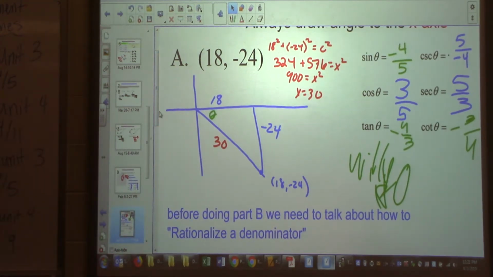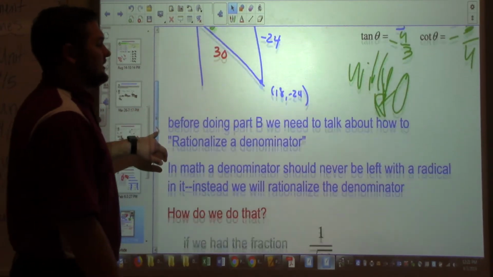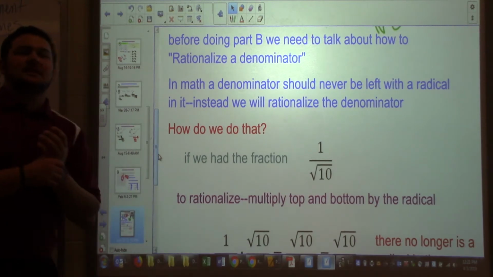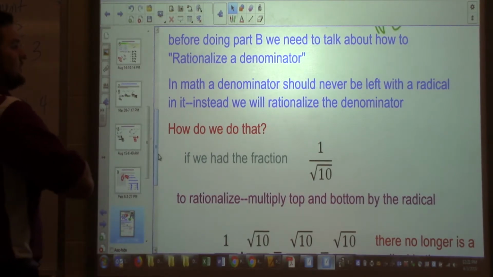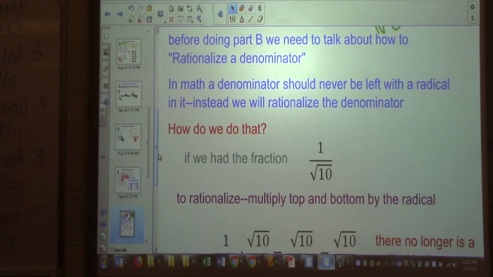Alright, so tangent's negative 4/3 means cotangent's negative 3/4. Before doing part B, we got to talk again about rationalizing a denominator. Remember we did this? We said we couldn't have a square root in the denominator, because we don't want to round things when we do side lengths. We want exact side lengths. So we're going to make simplified radical form and we're going to rationalize denominators. In math, we never leave a radical in our denominator. Instead, we rationalize it. Does anyone remember how we rationalize?